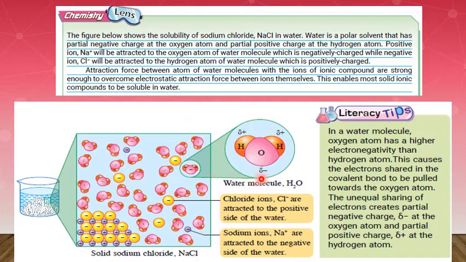Look at the picture here. This is the water molecule, and you can see there is a partial positive charge at hydrogen and a partial negative charge at the oxygen atom. Chloride ions, which are negative, are attracted to the positive side of water. Negative will attract to positive, right? And sodium ions, which have a positive charge, are attracted to the negative side of the water. So positive will go to the negative.